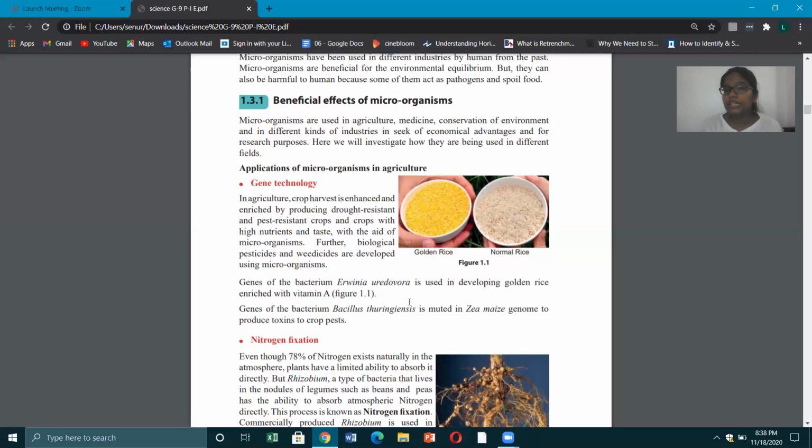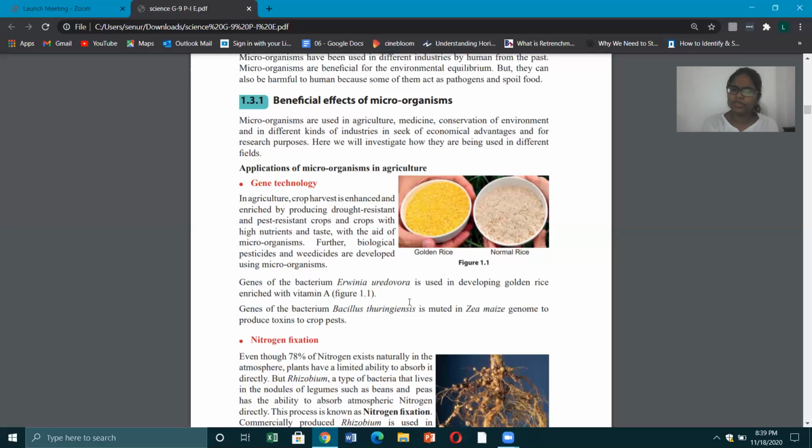The issue was it didn't have much vitamin A. So when people of some regions consume normal rice, they start to suffer from vitamin A deficiency. So what did people do? They used the genes of this bacterium known as Erwinia uredovora, and they developed golden rice. Now in golden rice, vitamin A is there.